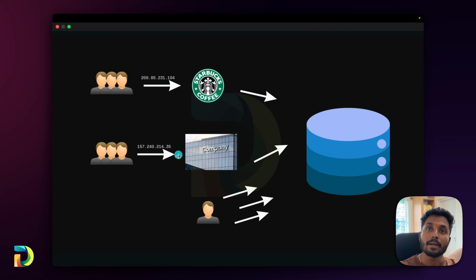So instead of limiting by IP addresses, we need a far more fair approach, which would be limiting by user identity instead. And this is exactly what we're going to learn in this video.